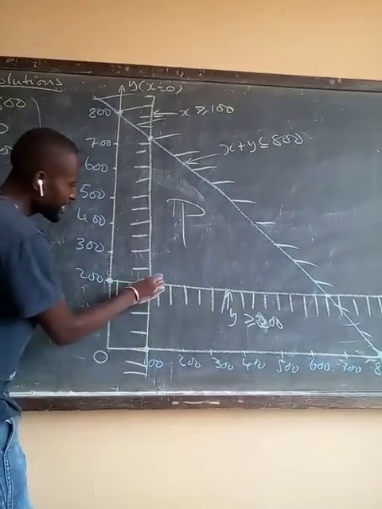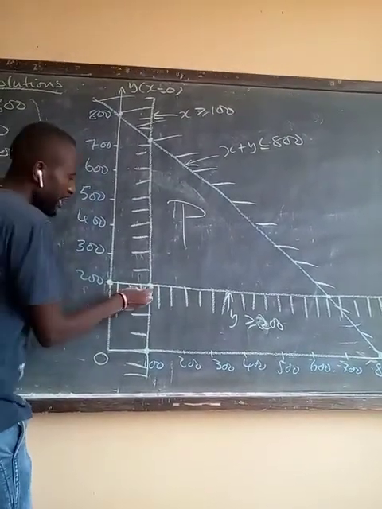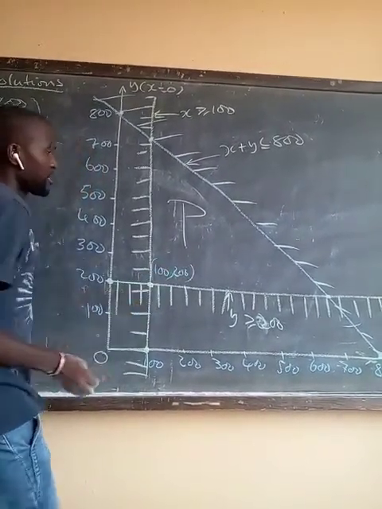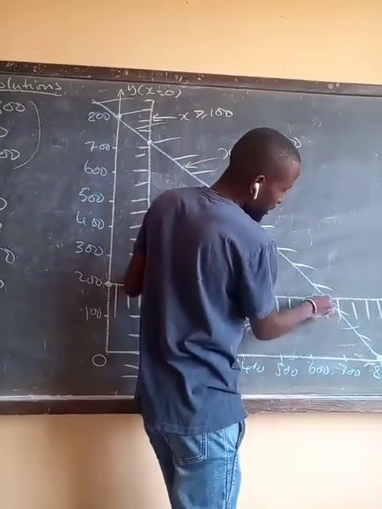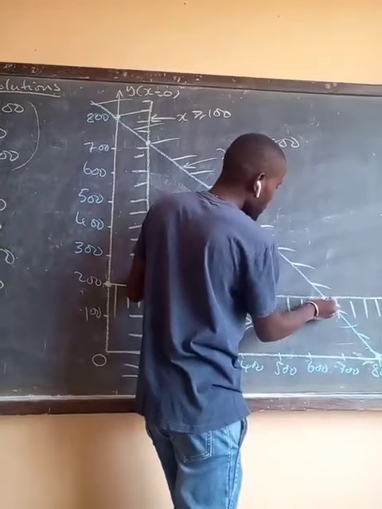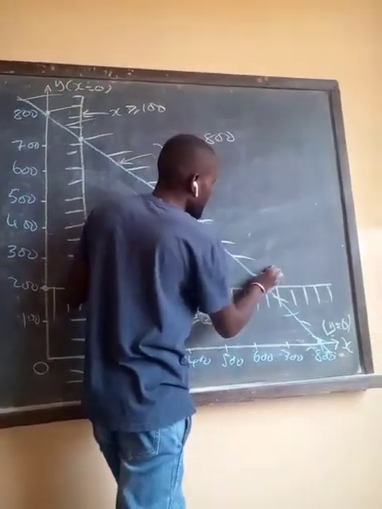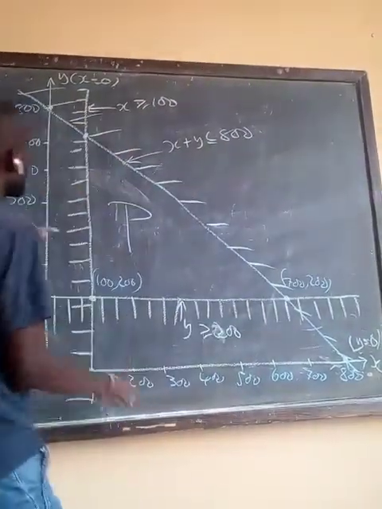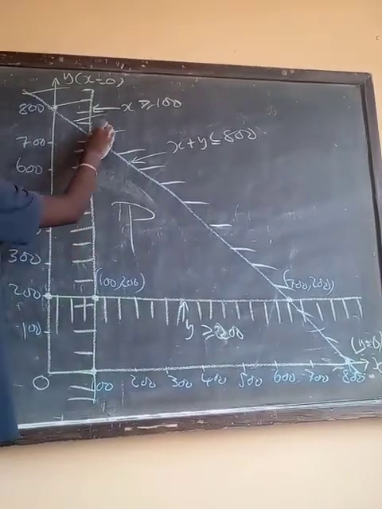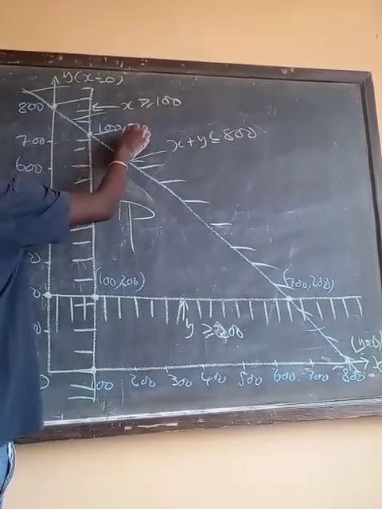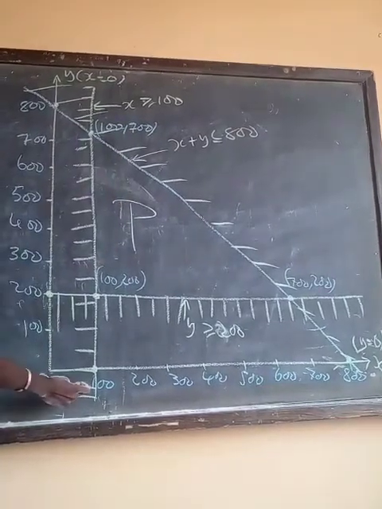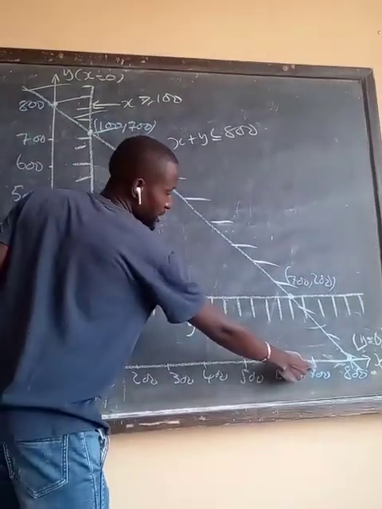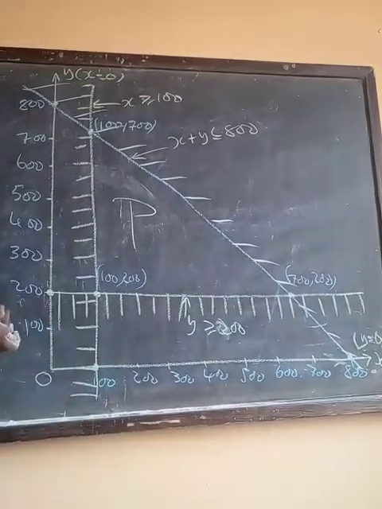So this will be 100. The coordinate for here, where the line is meeting, is x is 100, y is 200. And for here, we have seen it is 700, 200. And also for here now, it is 100, 700. X is 100, y is 700. Here x is 100, y is 200. Here x is 700, y is 200. So we have these points.